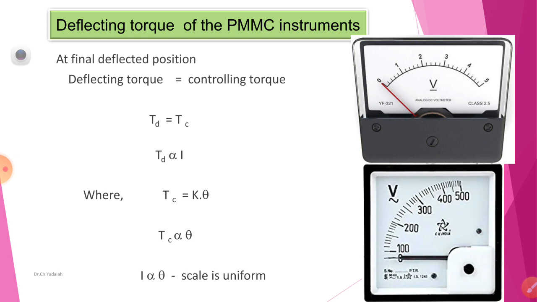It is not possible to get uniform scales in all meters. Yes, no, it is not uniform. AC meters are not uniform meters. Moving iron instruments are not uniform. These are cramped. What do we mean by cramped and uniform?